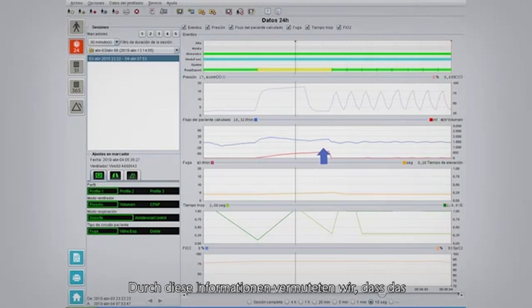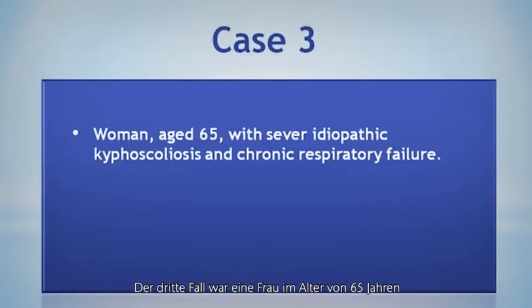With this information, we determined that the awakenings of the patient might be caused by auto-trigger of the ventilator, and we decided to change the interface to a neuronasal mask. With this change, the patient improved the quality of his sleep. The third case was a woman aged 65 with severe idiopathic kyphoscoliosis and chronic respiratory failure.